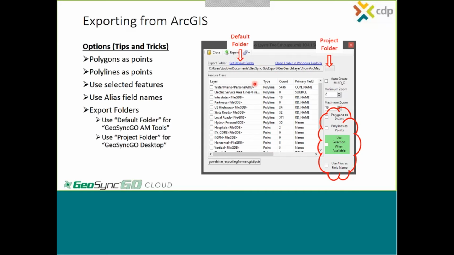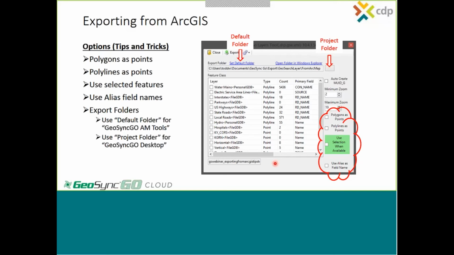And then from ArcGIS, if you are using GeoSyncGO Desktop to export and publish, you would use the button at the end of the export folder to select your GeoSyncGO project. Then it would send these to a specific project. We're going to look at GeoSyncGO AM tools for all the publishing today, because not only can you publish directly to GeoSyncGO Plus, it will also let you publish to a project folder as well, so you don't have to go into GeoSyncGO Desktop.